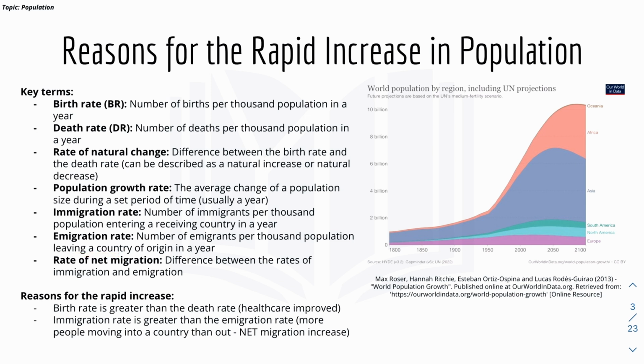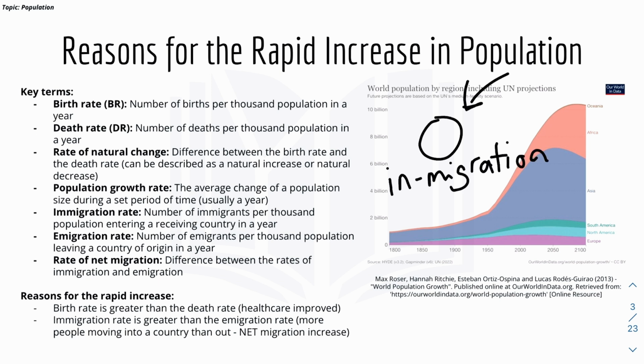So just imagine a country right here. If people go into the country, they are called immigrants, right? You can think of immigration as in-migration. So immigration. And for emigration, you can think of the people leaving, the exit migration, so emigration. So these are the key differences.